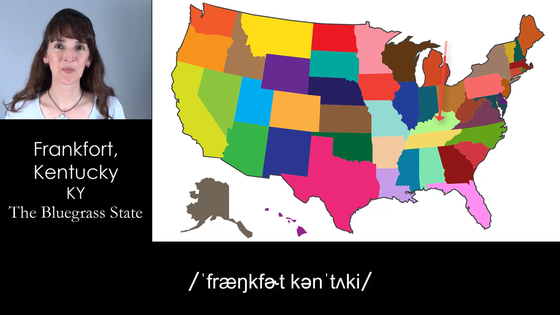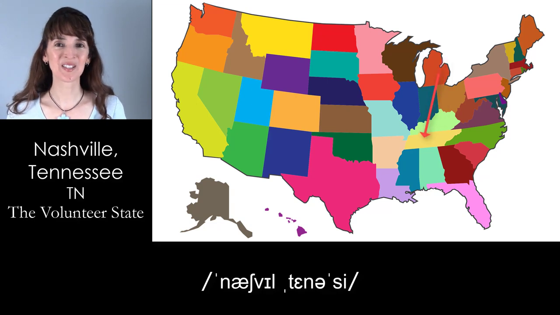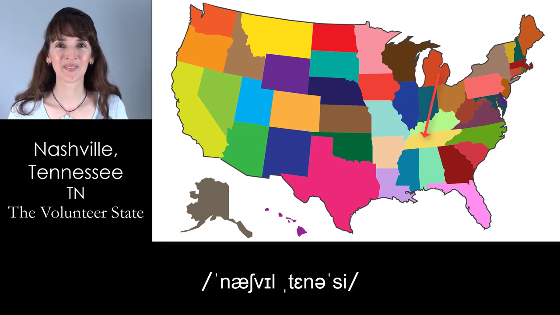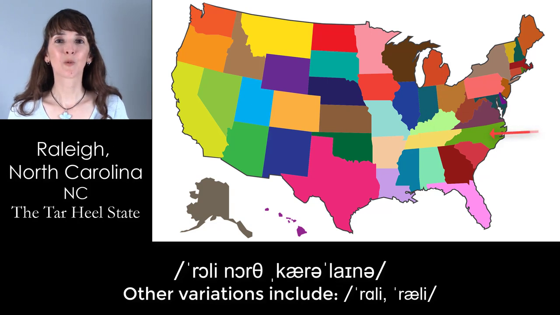Frankfort, Kentucky. The Bluegrass State. Nashville, Tennessee. The Volunteer State. And I'm not sure why it has that nickname. If you're curious about any of the nicknames, Google them. It will be interesting reading in English. Raleigh, North Carolina. The Tar Heel State. Another nickname worth researching.